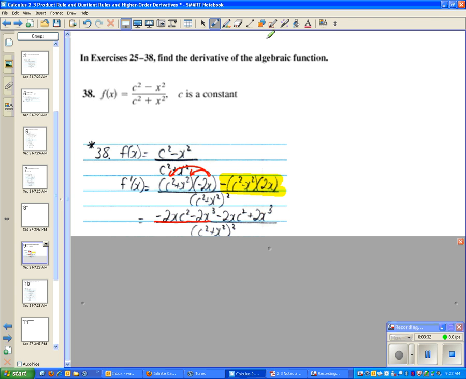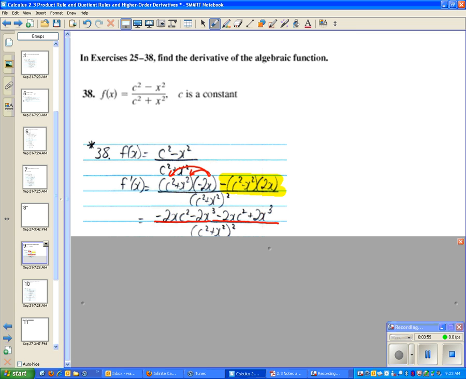So, negative 2x times c squared is another negative 2x c squared. And then negative 2x times negative x squared is a positive 2x cubed. Leave the denominator alone. Don't try to multiply all that out. Almost never will we need to multiply all that out in the denominator. Okay?